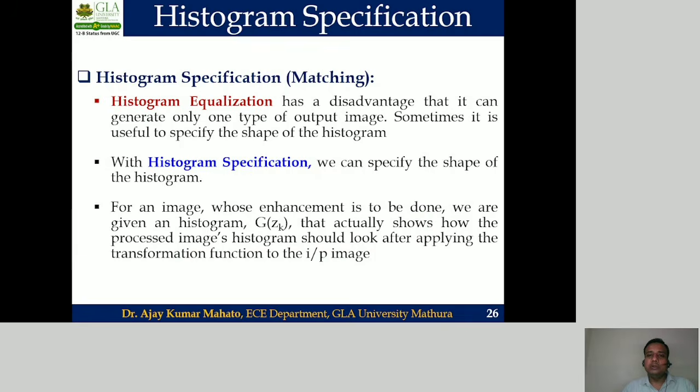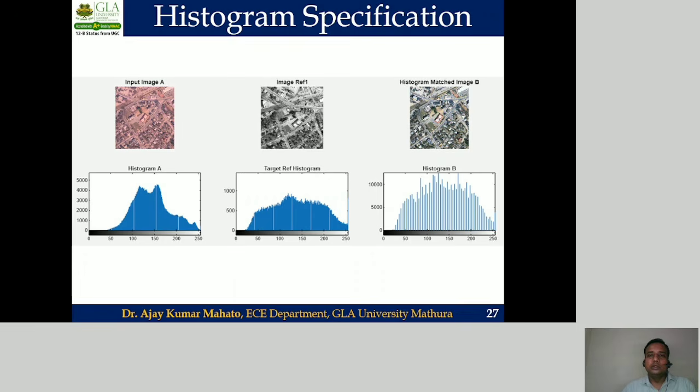The next image enhancement method based on histogram processing is histogram specification. In histogram specification, we can specify the shape of the histogram. So in order to understand histogram specification, let us take some examples. This example I performed in MATLAB. Now let us understand this project work.